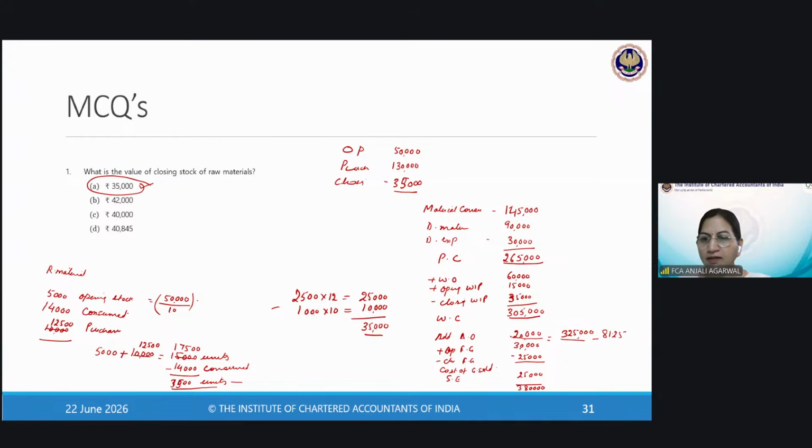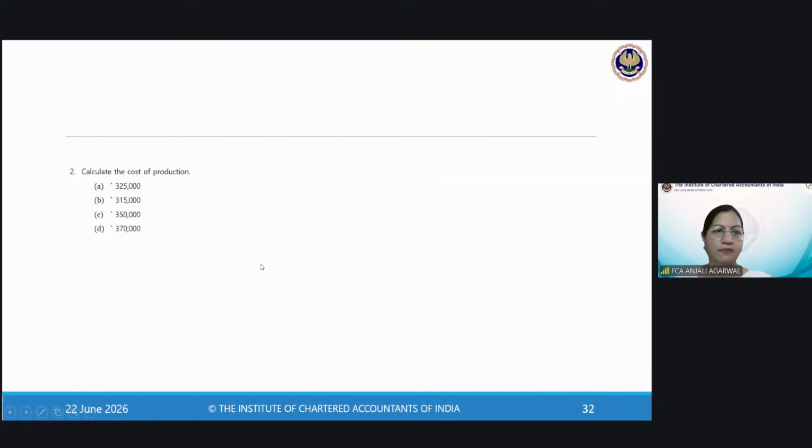And then you add opening finished goods and subtract closing finished goods. You have 3,30,000. To this, you add 25,000 another. You have 3,55,000 as the total cost of sales. And then the sales figure is given as 3,80,000. So you will know what the profit is, 25,000 and so on.